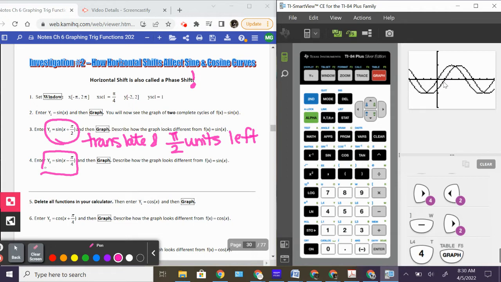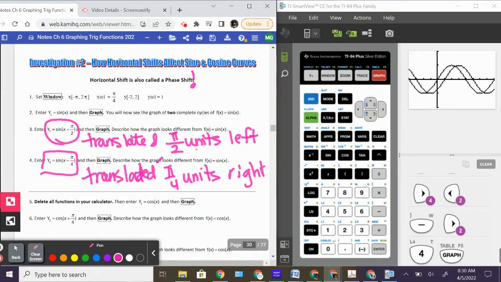And what you should see is that it moved it pi over 4 units to the right. Remember, each of these tick marks is pi over 4. So it translated it pi over 4 units to the right.